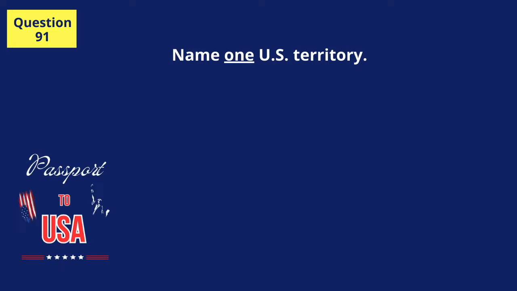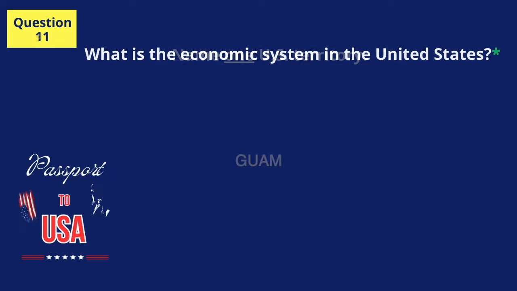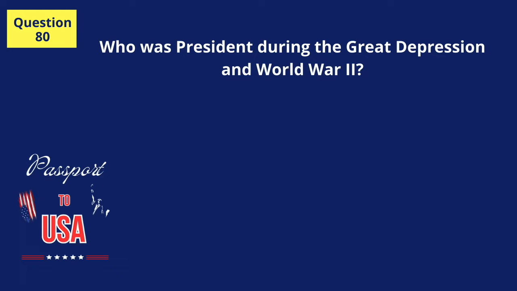Name one U.S. territory. Guam. What is the economic system in the United States? Market economy. Who was president during the Great Depression and World War II? Franklin Roosevelt.